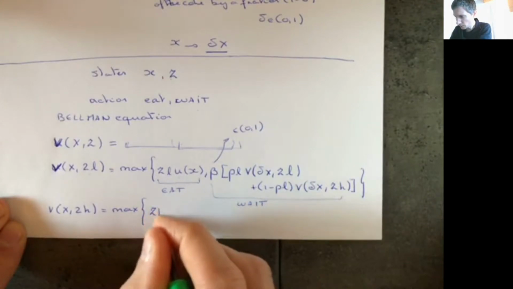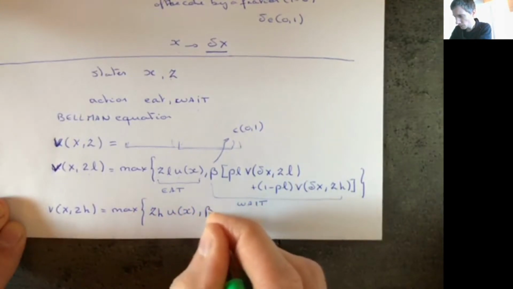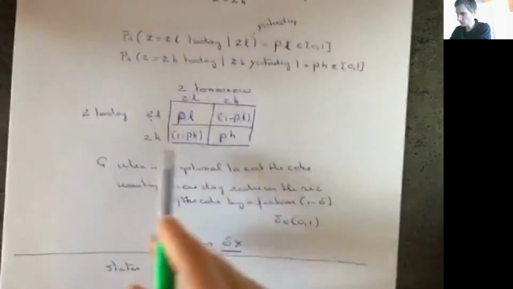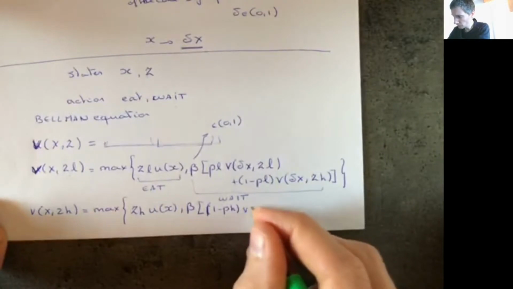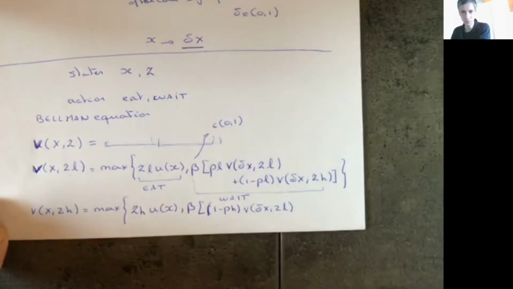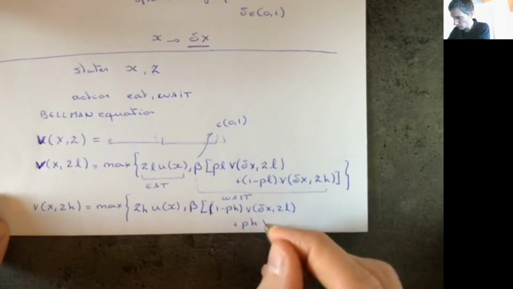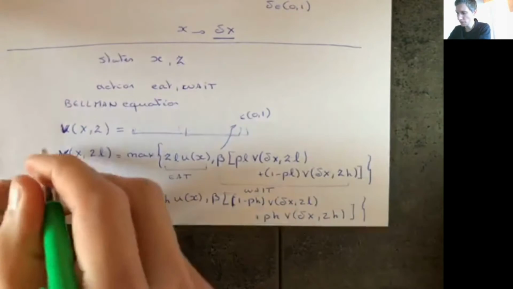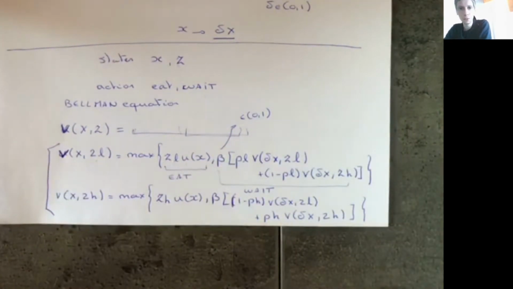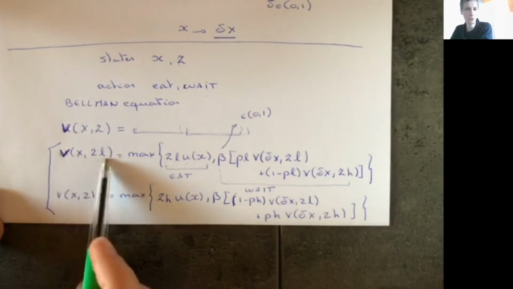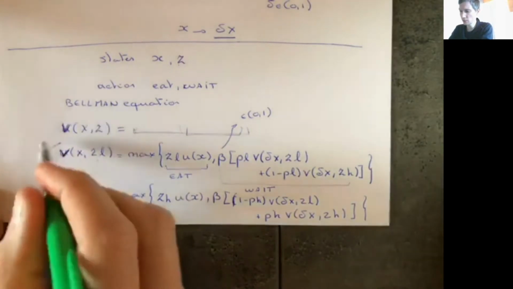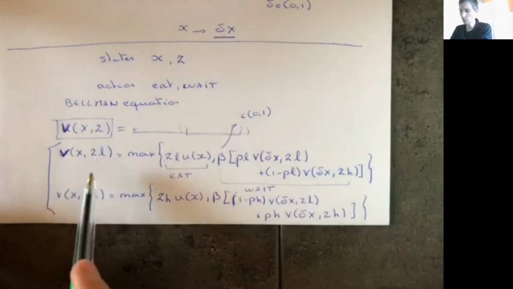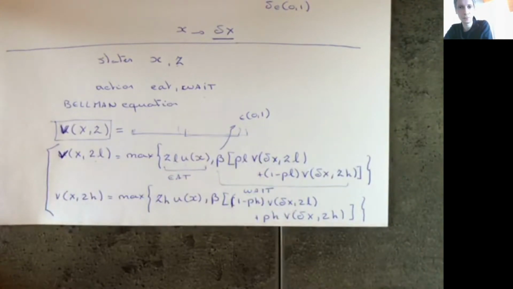Then if I eat, I will receive ZH times U of x. If I wait, I discount with the rate beta, and then with probability 1 minus PH I will move to state ZL, so I will have payoff V of delta x, ZL, and then with probability PH, I will have value V of delta x, ZH. Okay, so this is my Bellman equation that I would like to solve. So I have an equation for state ZL and an equation for state ZH. In general, I have an equation depending on the state x and the taste shock Z. So the question is now, can we say something about the solution to this maximization problem?